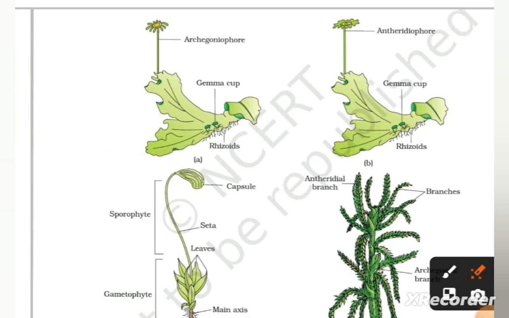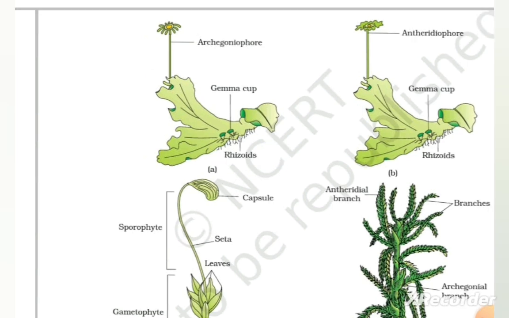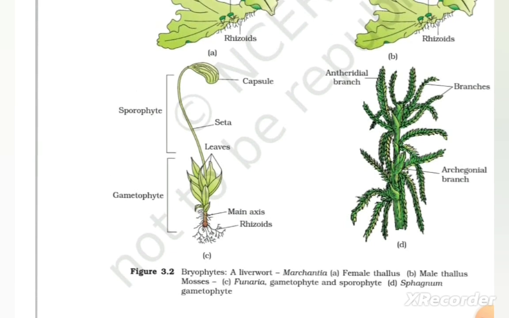So the first one is of liverworts. The first part A shows you the female thallus and part B shows you the male thallus. And how do we come to know the difference? It is because of these structures. Archegoniophore is present on the female and antheridiophore in case of males. And we can see here gemma cups and rhizoids are being shown. Further moving, we have examples of mosses, Funaria and Sphagnum.